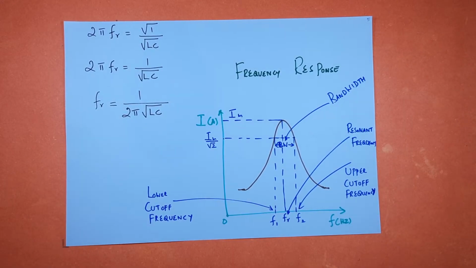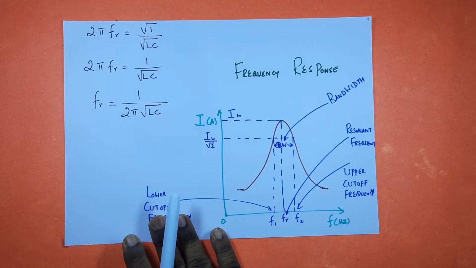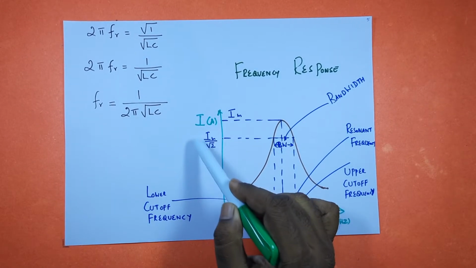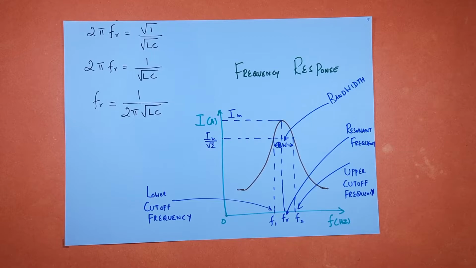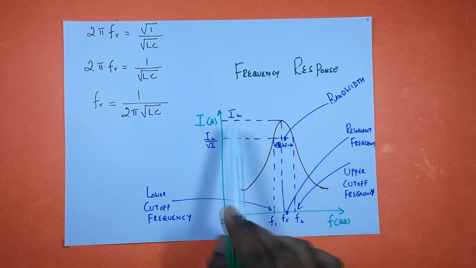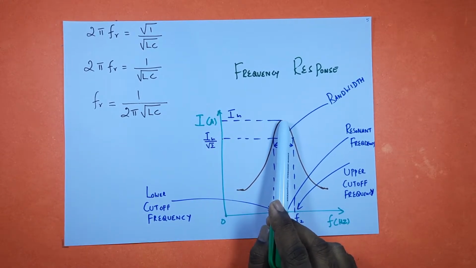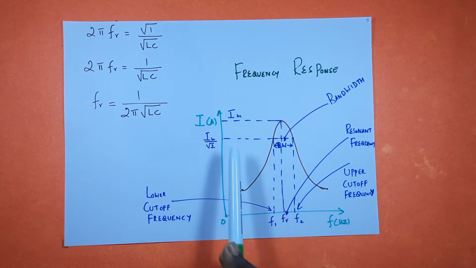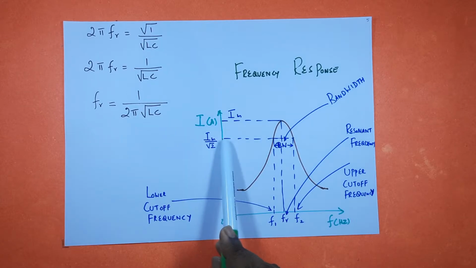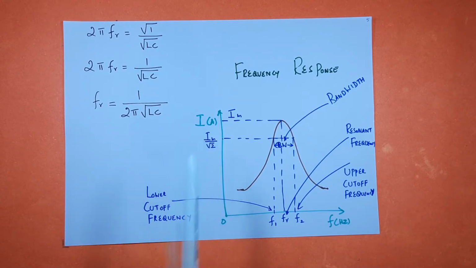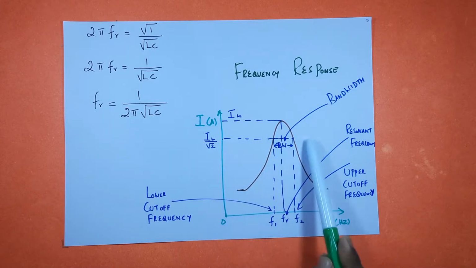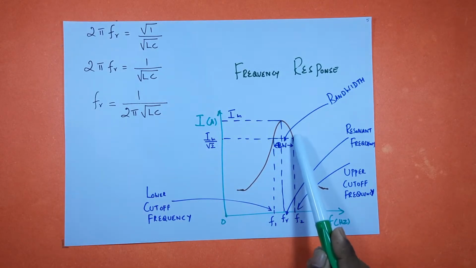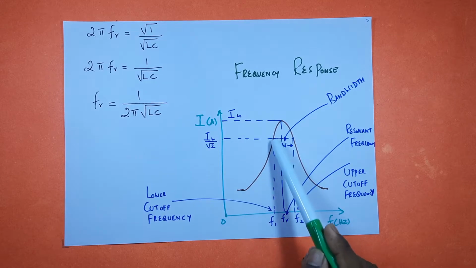So how do we locate these half power frequencies? Because it is associated with Im by root 2. This is the maximum, at which we have the resonant frequency. This point is Im by root 2, that is the half power point. So extend this, and it will cut the response at two places.